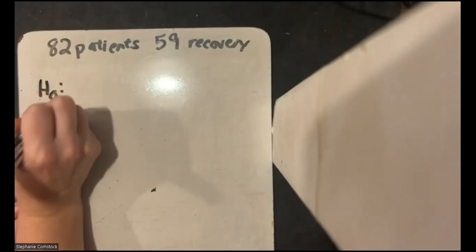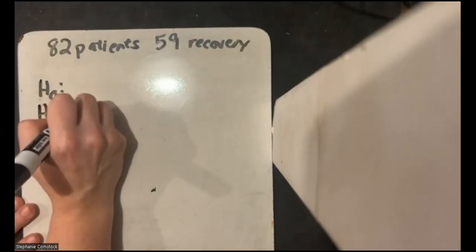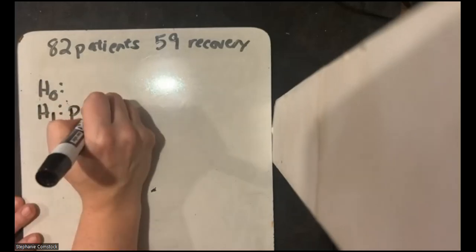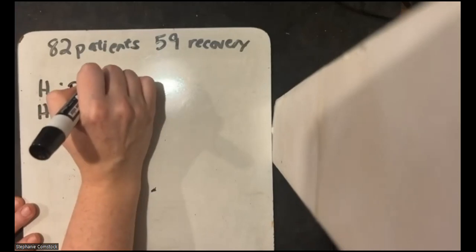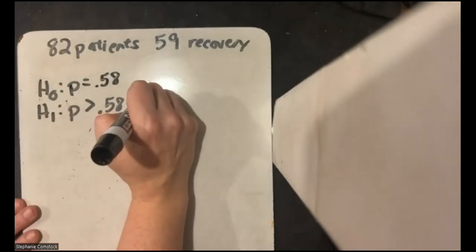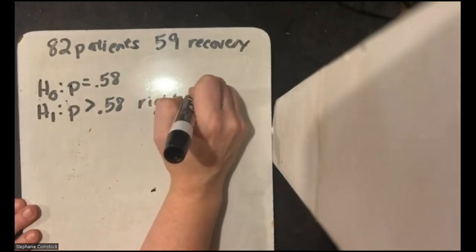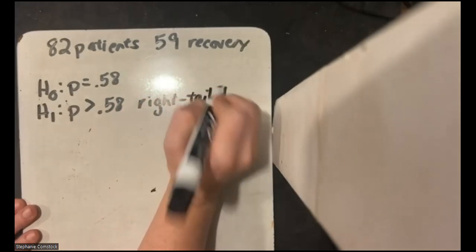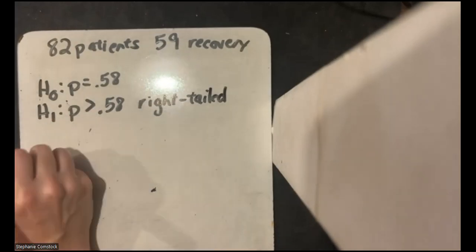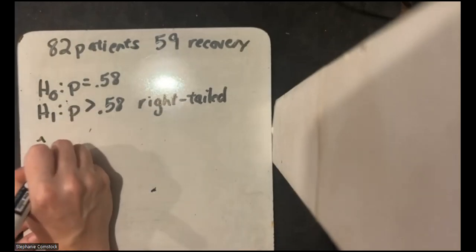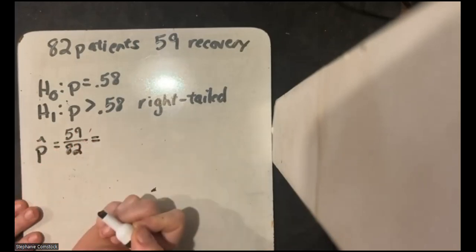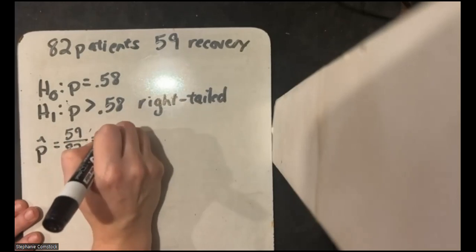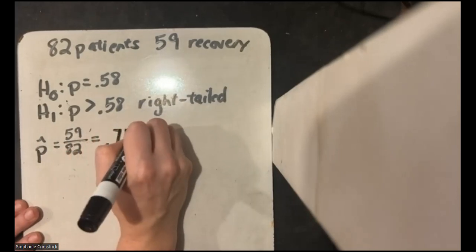So we've got H naught, H1. They said more than, so that's greater than 58%. Okay, so this will just be equal to 0.58. And this is now going to be right-tailed. Okay, so this will be a right-tailed test. Now, for p-hat, we've got 59 out of 82. So 59 out of 82 is 0.7195.